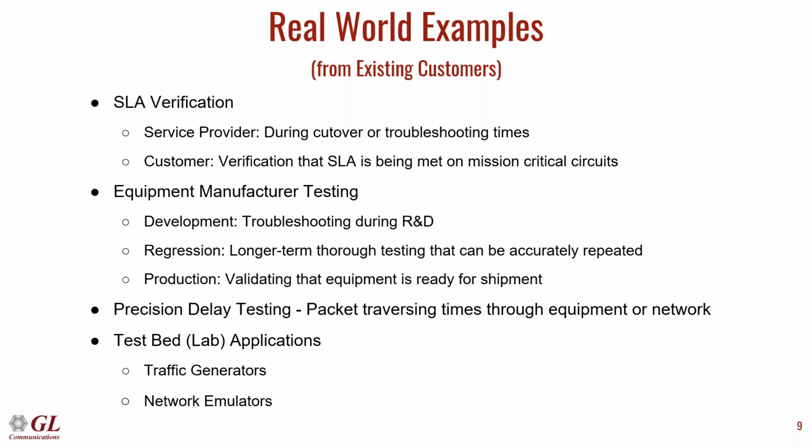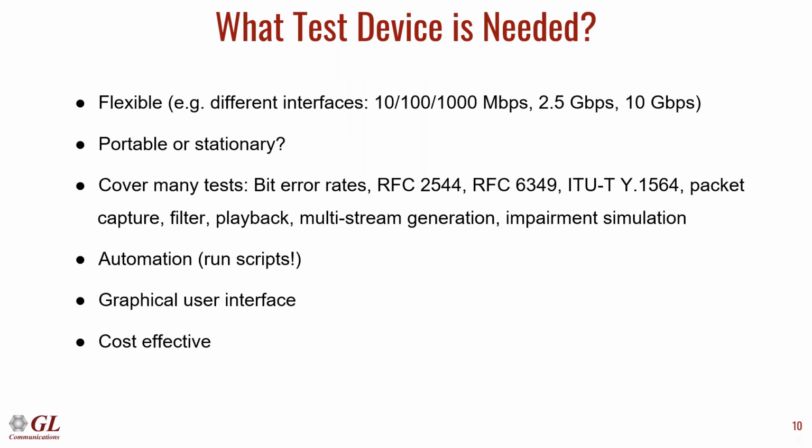Okay, so finally, if you're going to do Ethernet IP testing, what type of test device do you need? What I've listed here are some bullets to be cognizant of when you're looking for a good Ethernet testing platform. First off, you want something that's flexible. You want it to be able to support different interfaces and bandwidths. So whether it's 10 megabits per second or 10 gigabits per second, you want flexibility in terms of that speed.